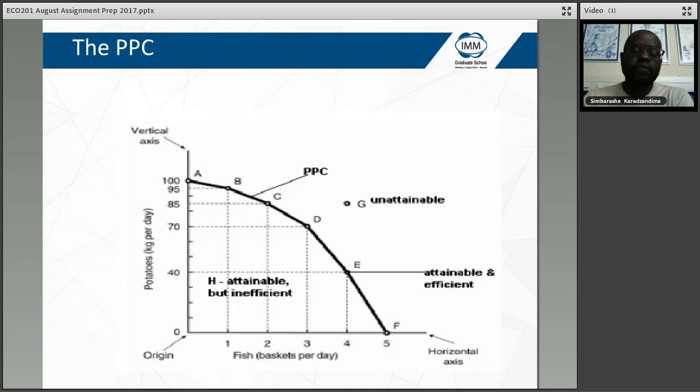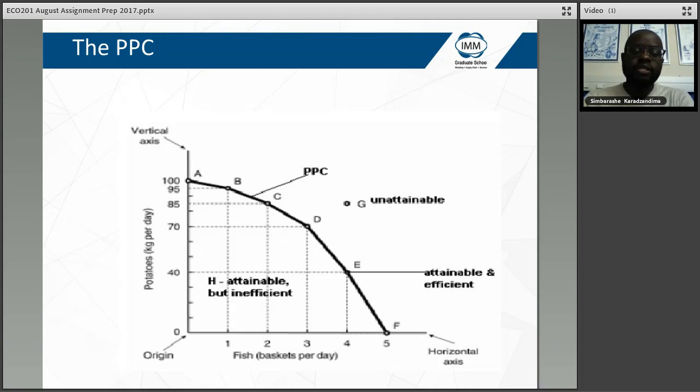If you are moving from point F going upwards, it means that in this case we are taking away resources from the production of fish so that we can produce potatoes. So moving, for example, from point F to point D, it means that we are sacrificing 2 baskets of fish, which is the difference between 5 and 3, for us to attain 70 kgs of potatoes. So that is how we can use the PPC to explain the concept of opportunity cost.